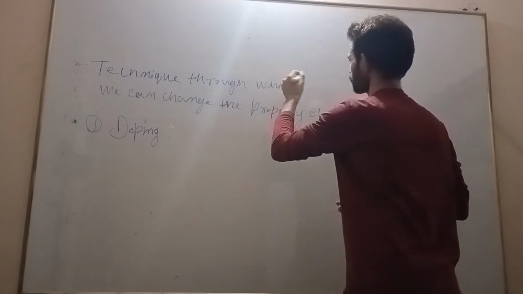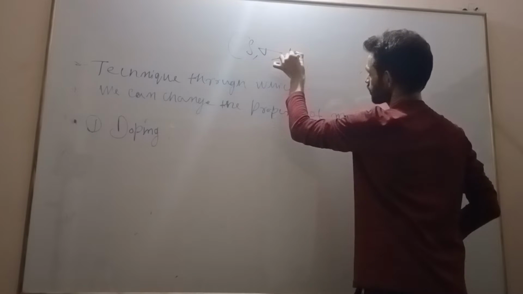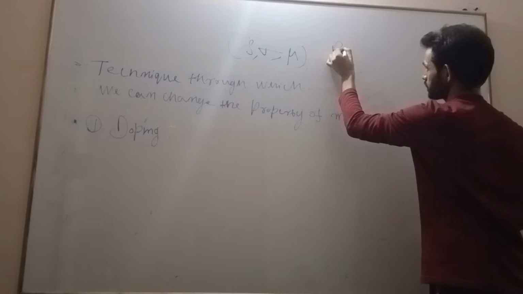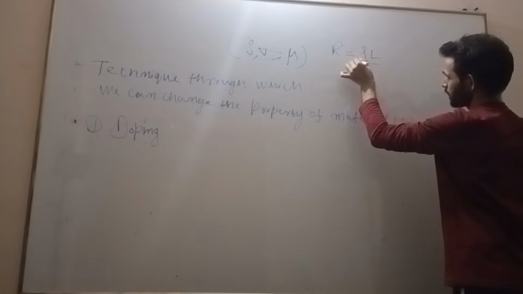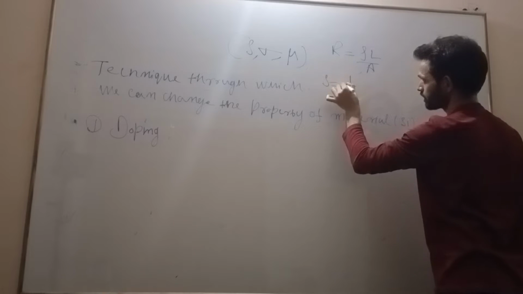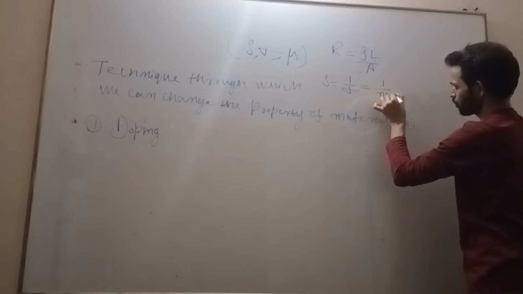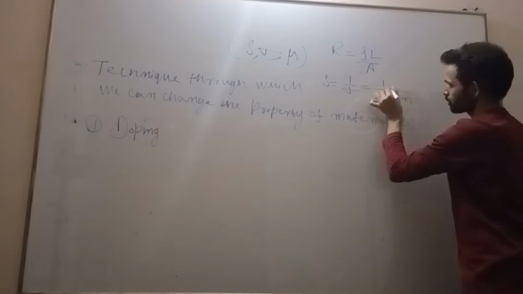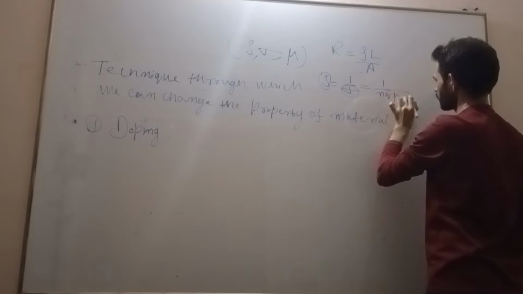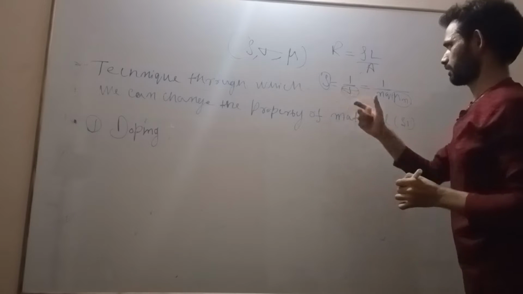Here what are those properties? That is resistivity, conductivity and mobility. So what is the relation? If you see, R is equal to rho L by A, and here resistivity is nothing but 1 by sigma, and 1 by sigma is nothing but n q mu n. So these are resistivity, conductivity and mobility, and this is the mobility of n-type semiconductor material.